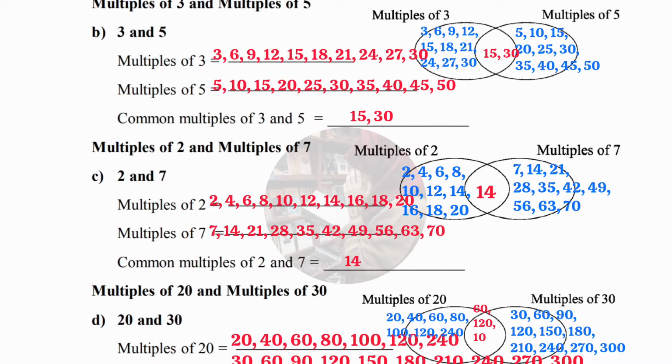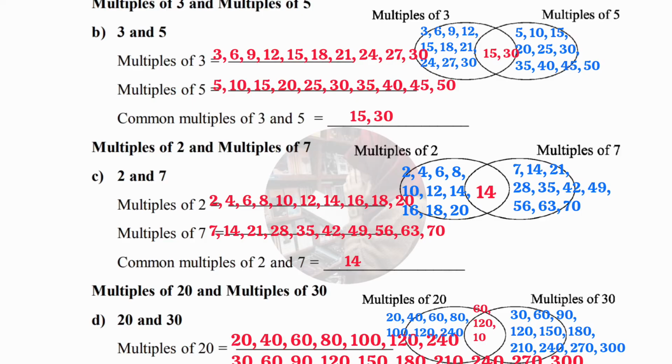In the first circle you have to write down the multiples of 2. In the second circle you have to write down the multiples of 7. In the intersection of both the circles you have to write down the common multiple, which is 14. Okay guys, have you understood?